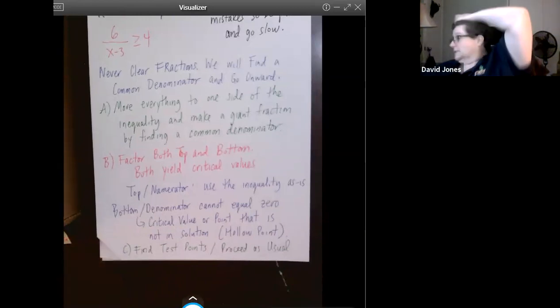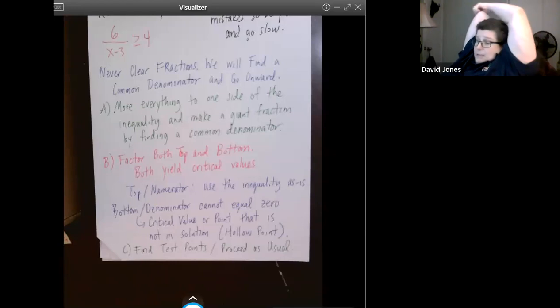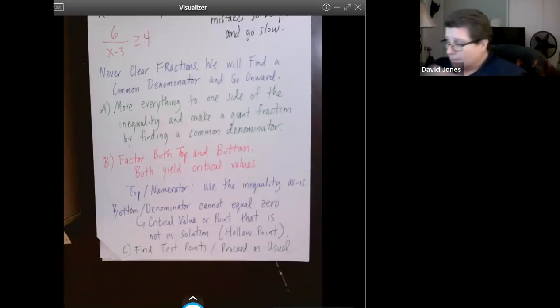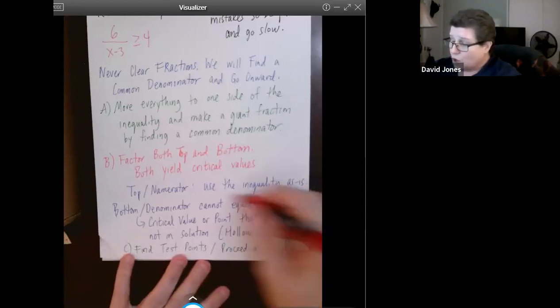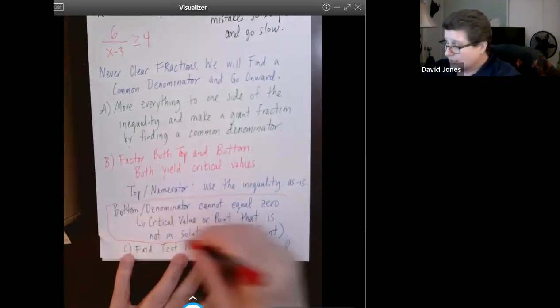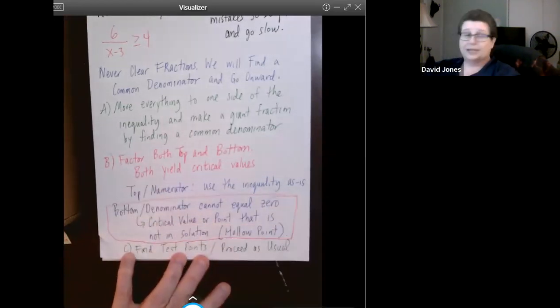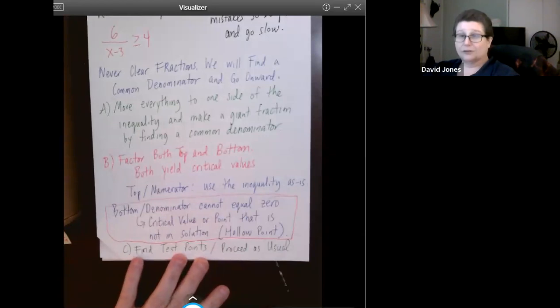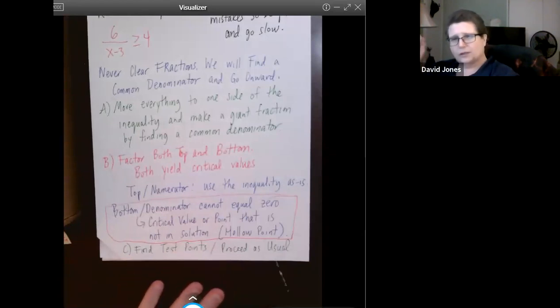Okay. The important thing to note is the bottom cannot equal 0, so those always make hollow points. They are not in the solution. Never, ever, ever. And that's why we don't clear fractions. If we clear the fractions, it's easy to lose that critical value, and it is a critical value. It does change the way the signs alternate, or whether they're positive or negative.